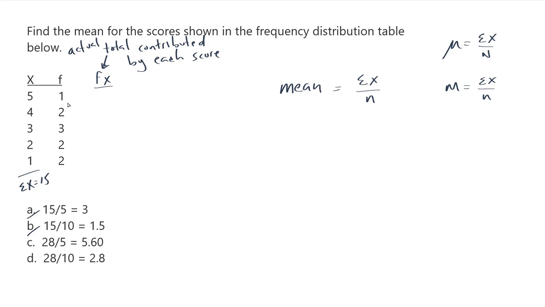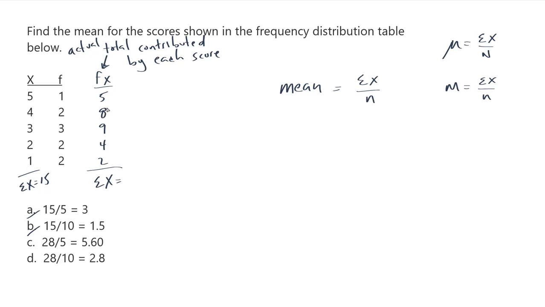So how much does the score 5 actually contribute? Well, there's only 1 5, so it's just going to contribute 5. Whereas with 4, there are 2 4s, so 2 4s makes 8. Another way to work this out is just to think that it's f times x. So 3 times 3, 3 3s makes 9. 2 2s makes 4, 2 1s makes 2. When you total this up, this is what actually gives you the sum of x. It's the true or the actual sum of x because it's considering how many of each score you have.